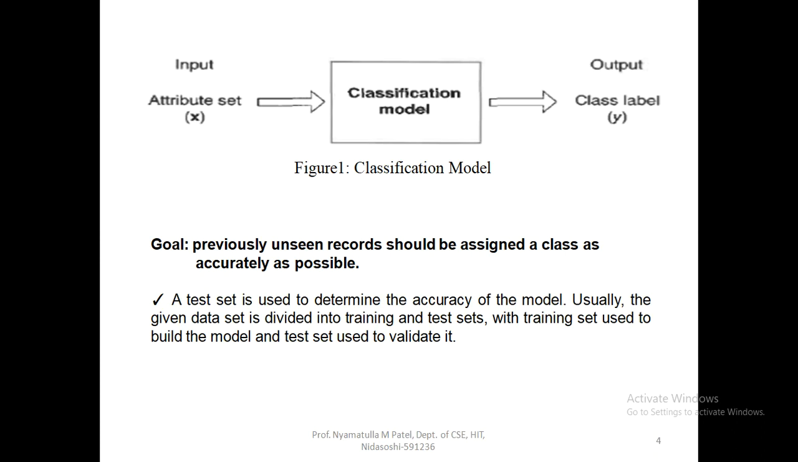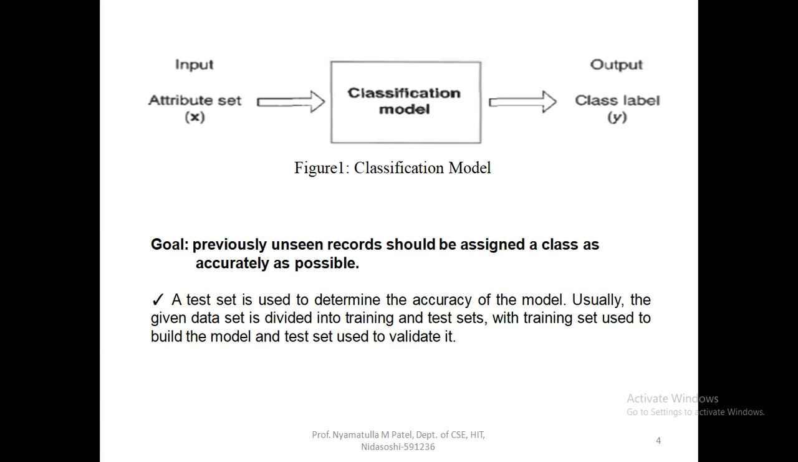Whenever I give input to the classification model, and if the classification model is giving me a proper output, if it is giving me an accurate classification, if it is giving me the objects which belong to a particular class accurately, then this test set is used to determine the accuracy of the model. And if your classification model is accurately assigning classes to the objects, then your system or the classification model is said to be an accurate model.